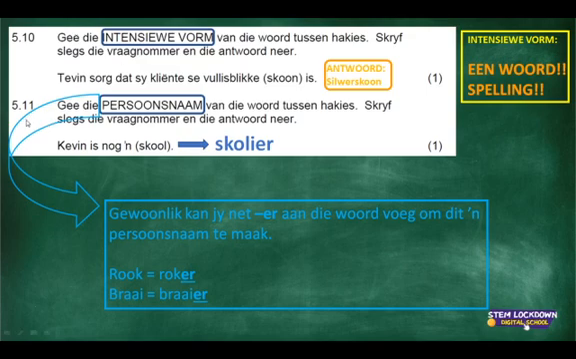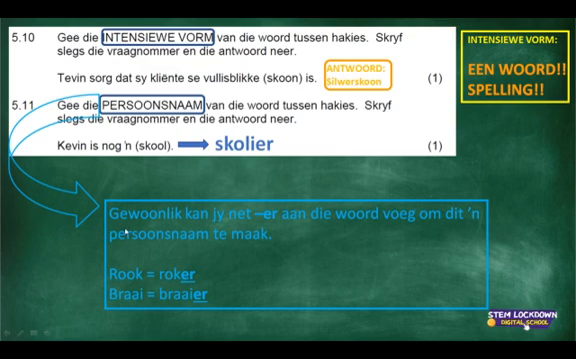So dan 5.11, gee die persoonsnaam van die woord tussen hakkies. Skryf slegs die vraagnommer en die antwoord neer. So Kevin is nog 'n skool. So you have to add a suffix to the word to form a person. Okay, so usually it is fine just to add the ER. However, they have asked an exception in this specific paper. So as iemand wat skool gaan, 'n scholar is called a scholier.